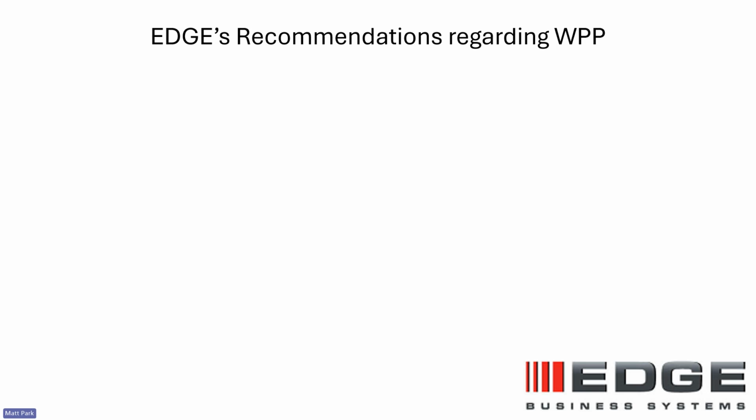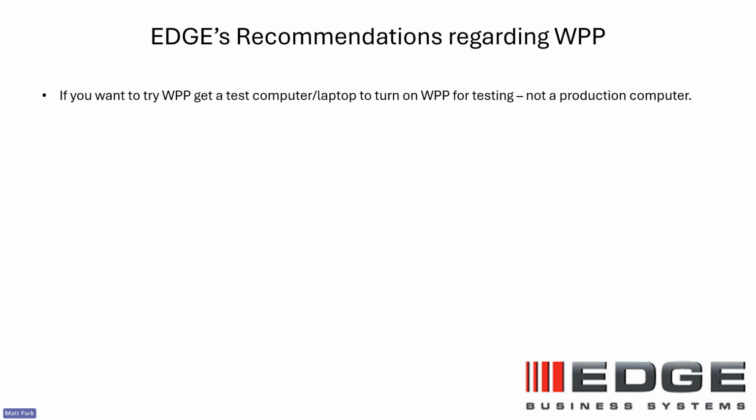All right. What we recommend is if you want to try WPP, get a test computer or a laptop and turn on WPP on that. Do not use a production computer. Okay, get an old laptop that you're not using anymore, whatever you want to do, and use that as a test computer to test all of your printers and whether they are compliant with the IPP protocol in WPP. Okay, that is number one.